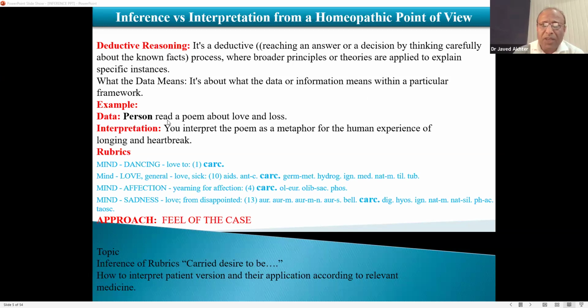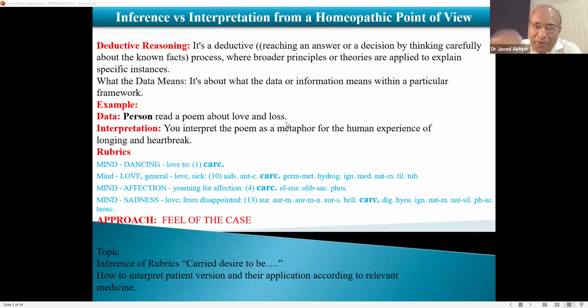Example data: a person read a poem about love and loss. For example, this is the data. What is the interpretation of this? You interpret the poem as a metaphor for the human experience of longing, love, patience, and loss as a metaphor for heartbreak. So I interpreted only these words.